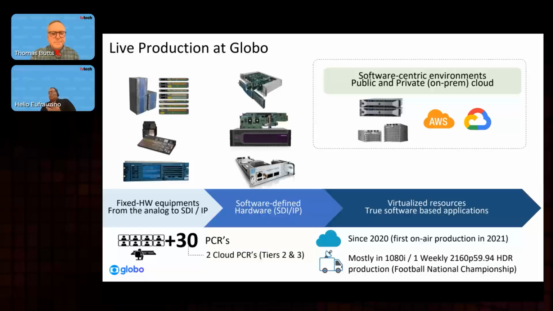Speaking more about Globo, we have more than 30 PCRs, more than 30 production control rooms. Two of them are connected to the cloud. We've been studying cloud environments with live production since 2020. Our first on-air production was in 2021.